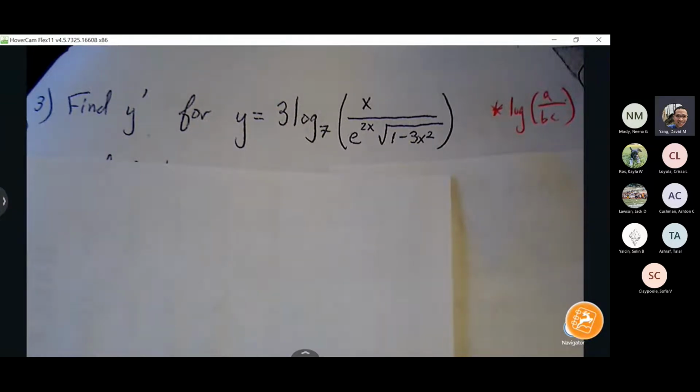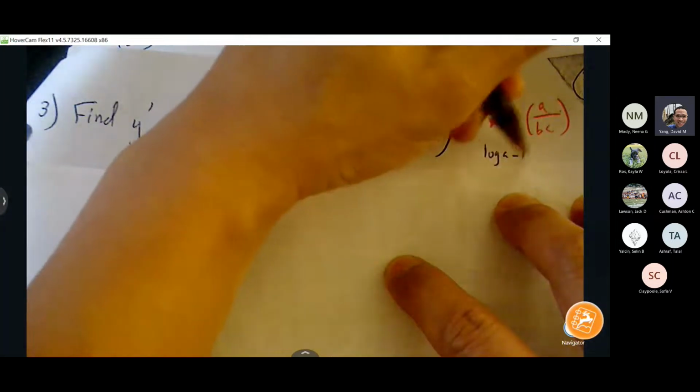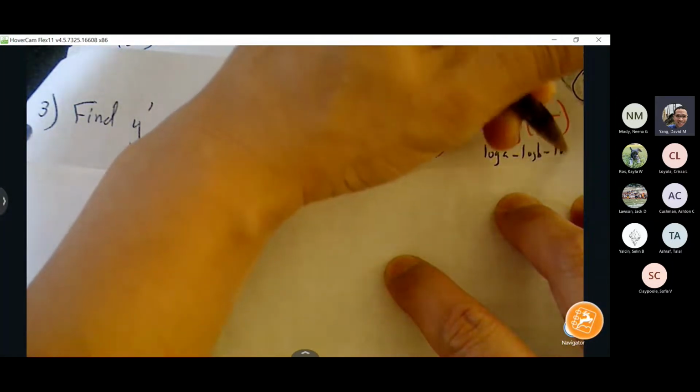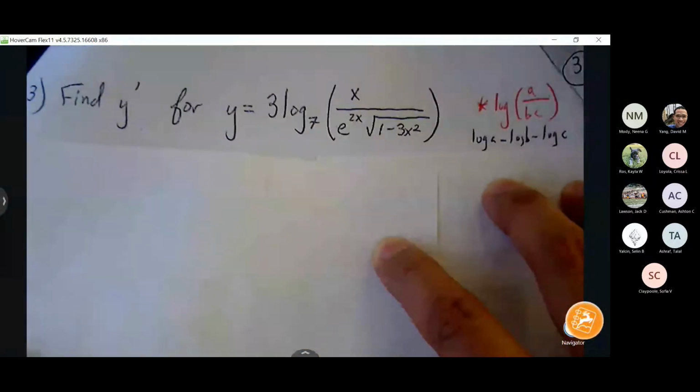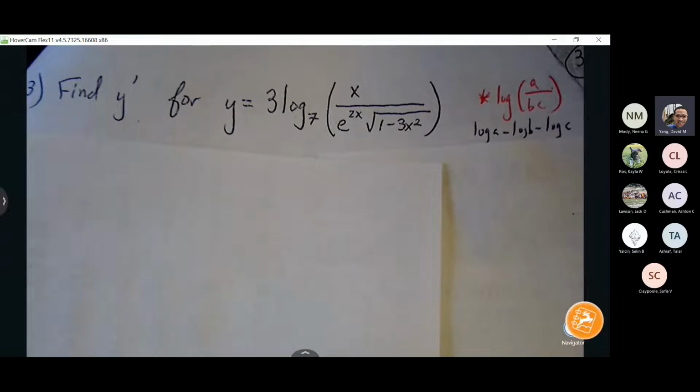Okay, so if I have something in the form of log of A over BC, I can expand that into log of A minus log of B minus log of C. Anything in the numerator is part of a positive log expression. Anything in the denominator is part of a negative log expression. So same idea here. We'll treat x as A. We'll treat e to the 2x as B. We'll treat the square root as C. And then as we expand, we're going to have to let that 3 tag along to each term as well.